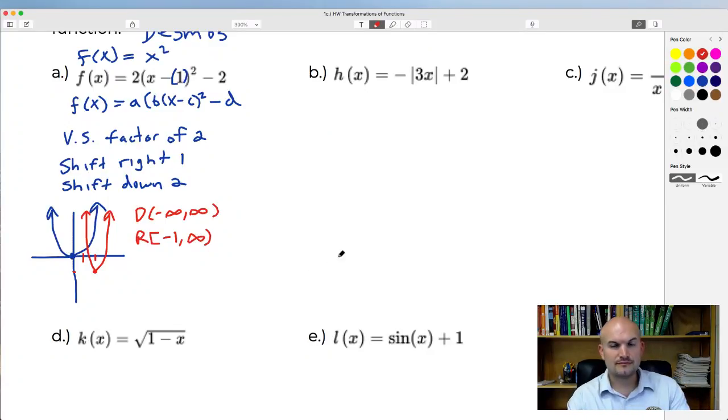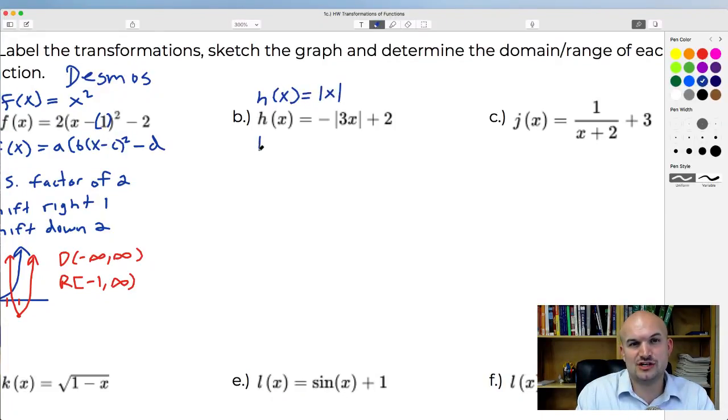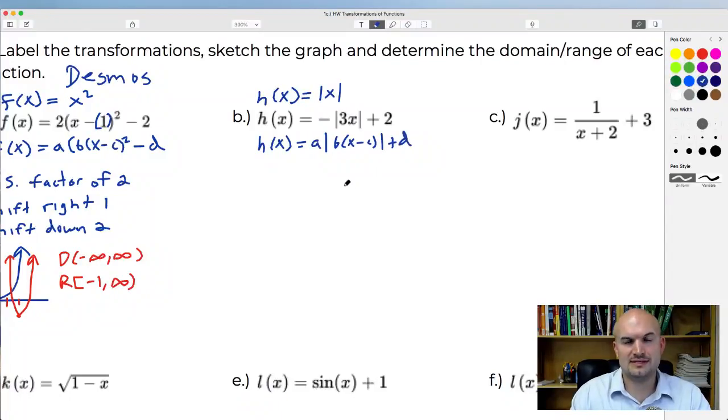Okay? All right, so now on to the absolute value function. So you can see here we have this absolute value. The parent graph is that V graph, if you remember. If I was going to write this in terms of transformations, this would be a times the absolute value of b times (x minus c), plus d. Now, in this case, we have an a, which is negative. So multiplying by a negative on the outside, that's reflecting over the x-axis.